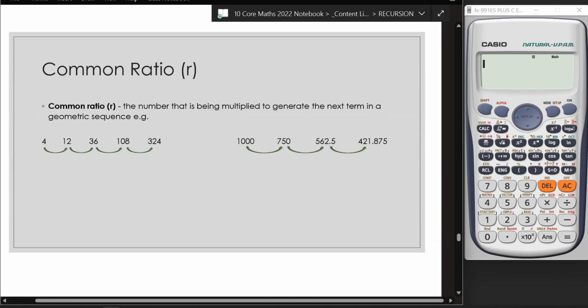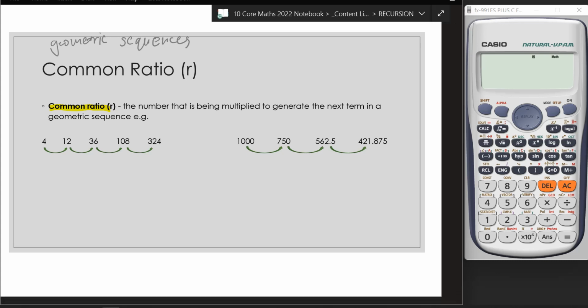We've learnt before with arithmetic sequences that the number you're adding or subtracting by is called the common difference. With geometric sequences, we call the number that you're multiplying or dividing by, but in this case just multiplying, the common ratio. This only applies for geometric sequences. A common ratio is the number that you're multiplying by. That's what's listed here.